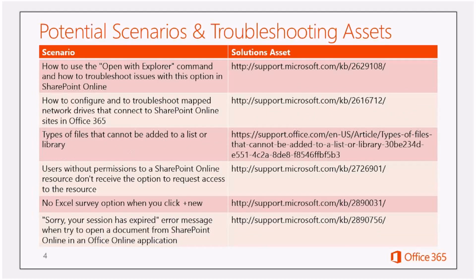We'll also talk about an ongoing issue or concerns that some people have with opening with Explorer, or how to configure and troubleshoot map network drives with SharePoint Online, the types of files that you can't add to a list or library. Maybe a user without permissions to SharePoint Online resources doesn't have the option to request that access. No Excel survey option when you click new, and "sorry, your session has expired" error messaging when you try to open a document from SharePoint Online.